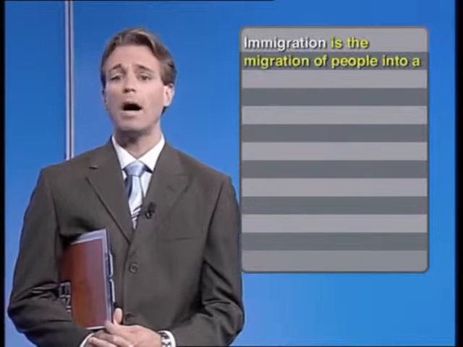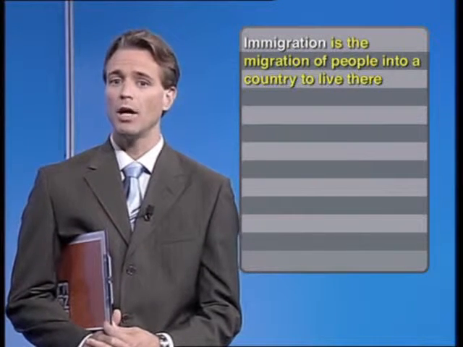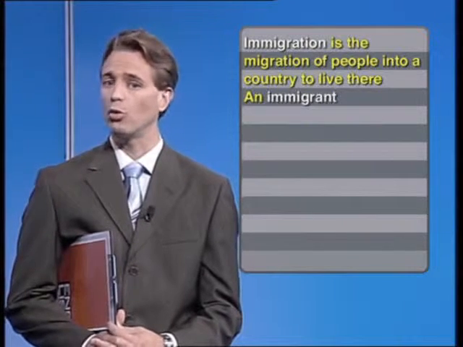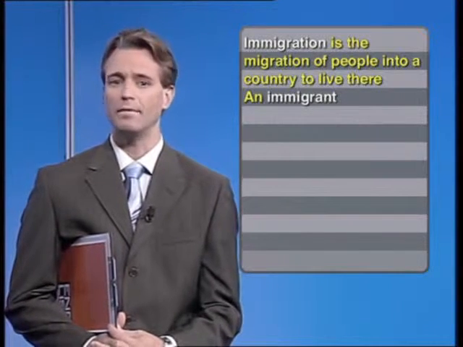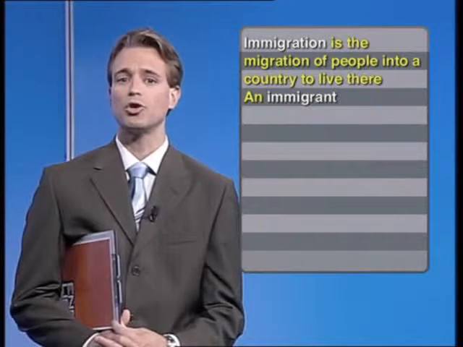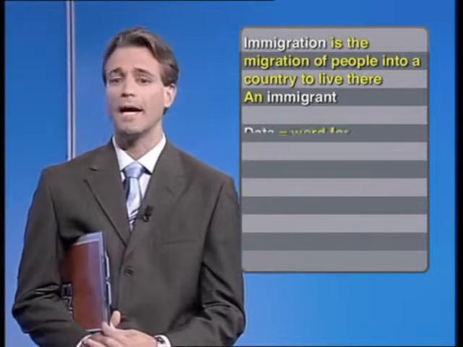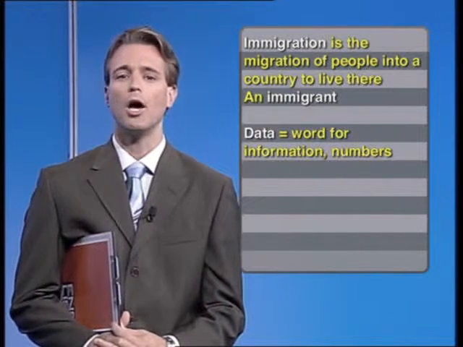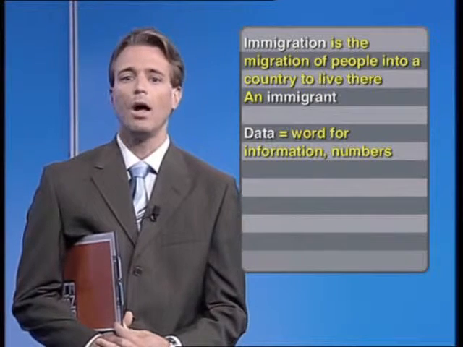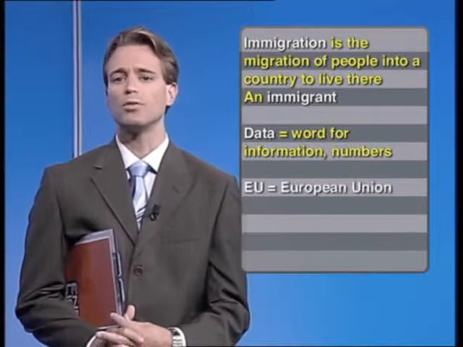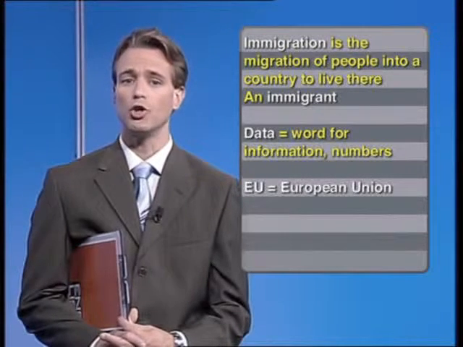Immigration is the migration of people into a country to live there. So, an immigrant is a person who goes to a foreign country to live there. Data shows that the number of migrants coming to Europe is increasing. Data is another word for information, usually numbers. Well, there are divided opinions in the EU. The EU stands for the European Union.